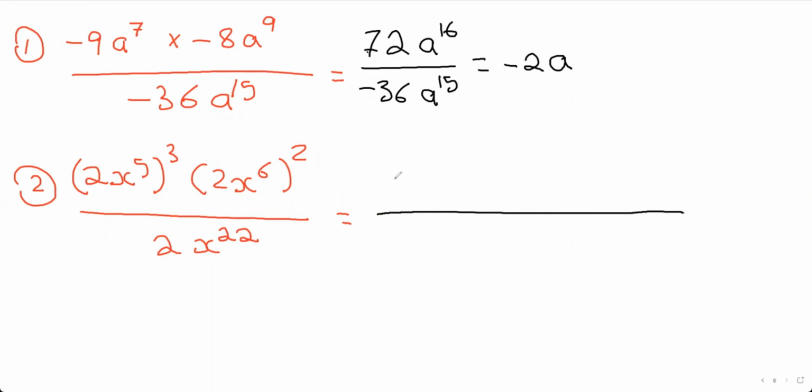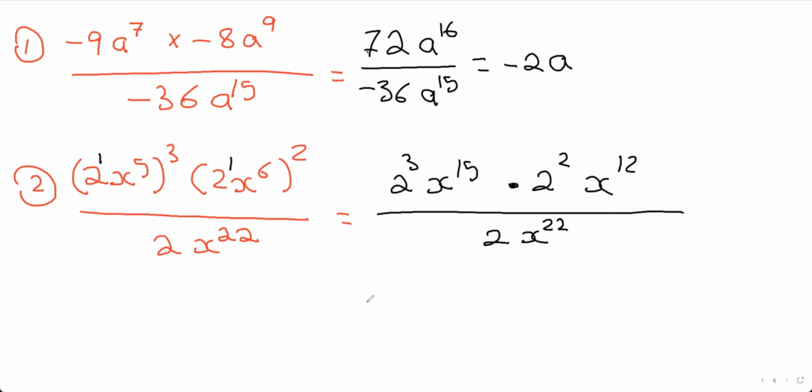Here, this is going to become 2 cubed, because remember I said there's a 1 on the numbers right here. So you multiply the exponents and you get x to the 15 times 2 squared, x to the 12. Sorry, I said here is 2 to the 3. So 3 times 1, that's how I get 2 to the power of 3. And x to the 15, 3 times 5. 2 to the 1 here, 2 times 1, you multiply the exponents, you get 2 squared, and then x to the 12. And we still have the 2x to the 22 here.